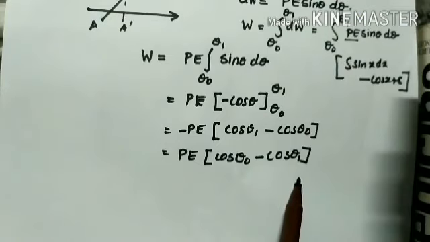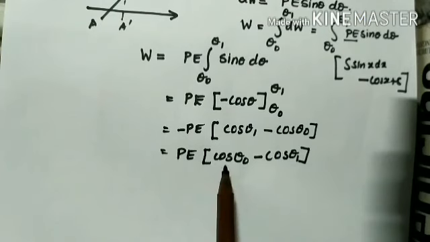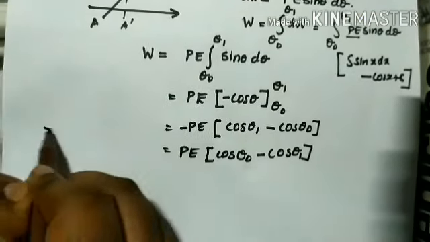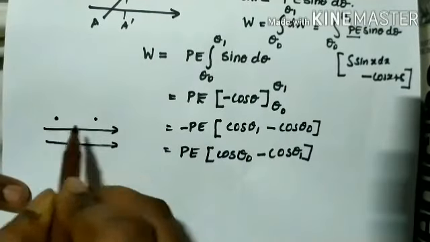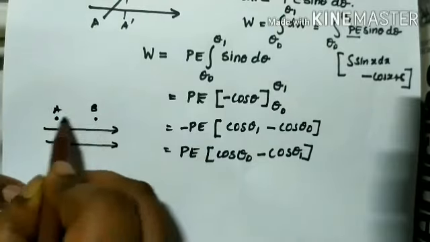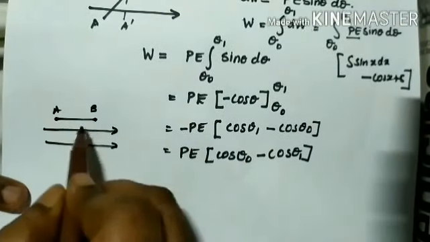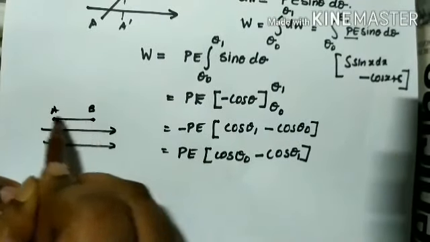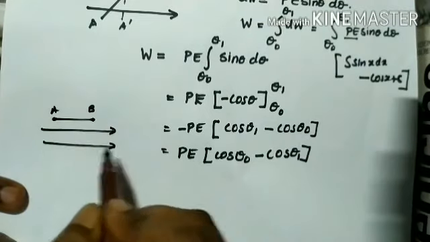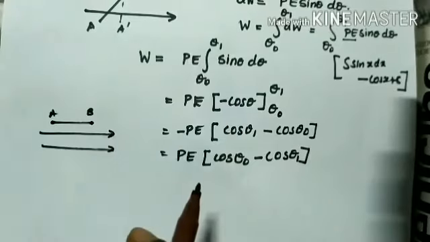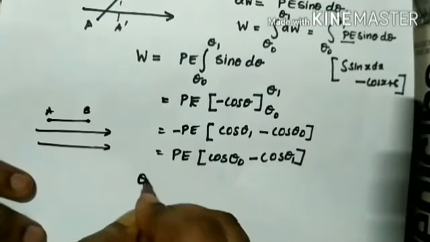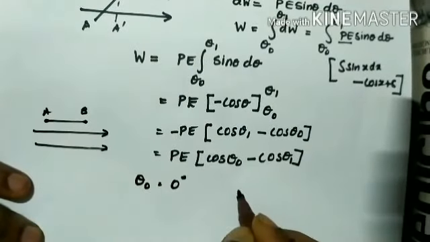So theta 0 is the initial position. Suppose this is my electric field and I keep this dipole in such a way that this is AB, straight. What will be the angle between this electric field and the dipole? It will be 0. So initially I have just kept the dipole like this. So this theta 0, I am going to take as 0 degrees.